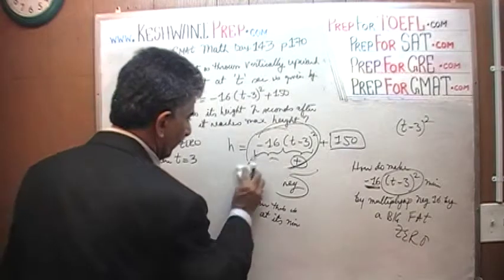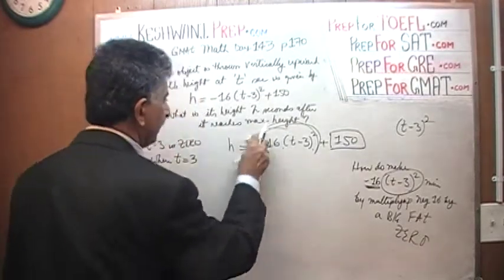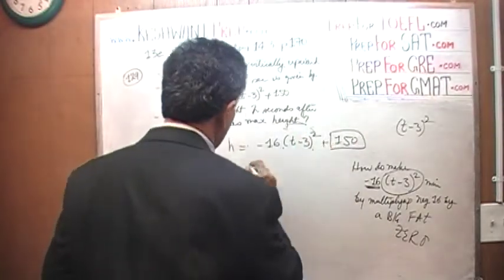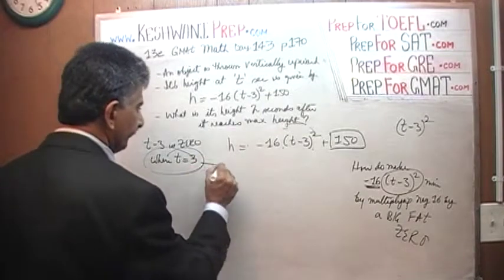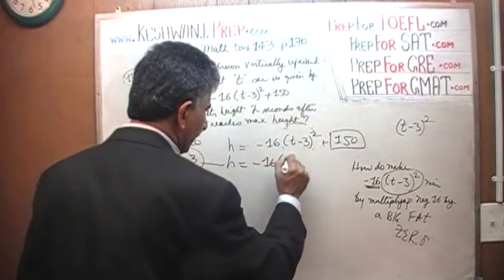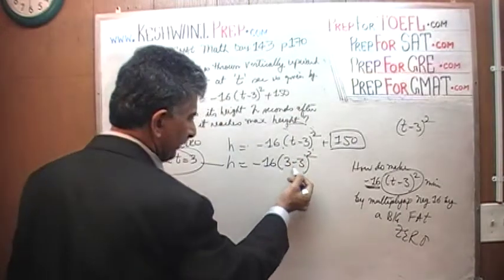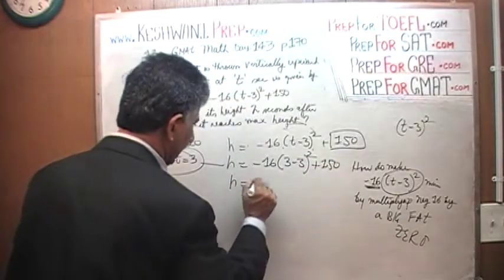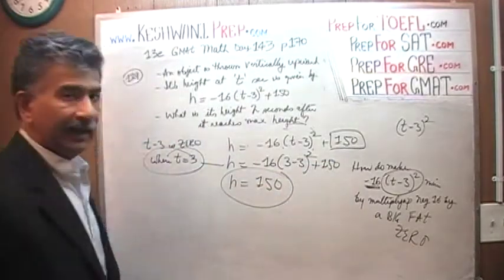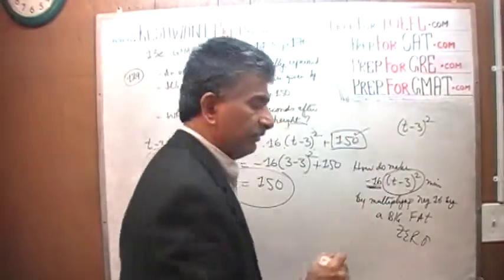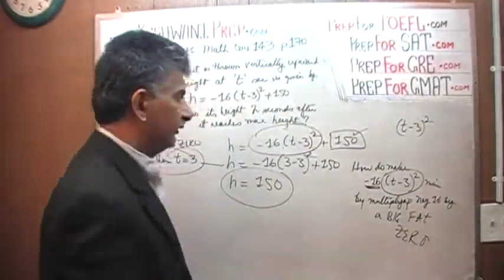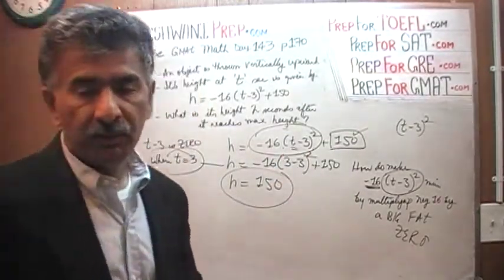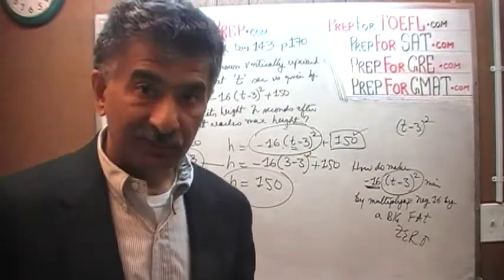Let's find out. You see, we'll put it back in here and you will see. When t equals 3, this guy disappears. When t equals 3, h equals -16 times (3 minus 3) squared. You see, 3 minus 3 is 0. 0 times -16 is 0. And we get the maximum height is 150. The height is maximum, which is 150, when this entire term disappears. So that's going to disappear when t is 3. So now we know that it reaches its maximum height 3 seconds after it's launched.